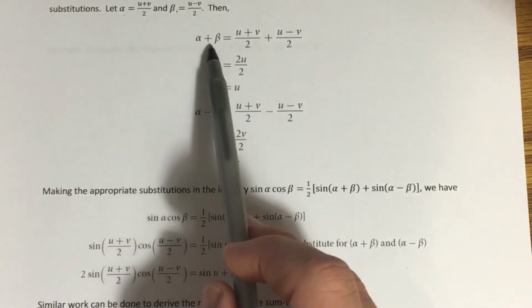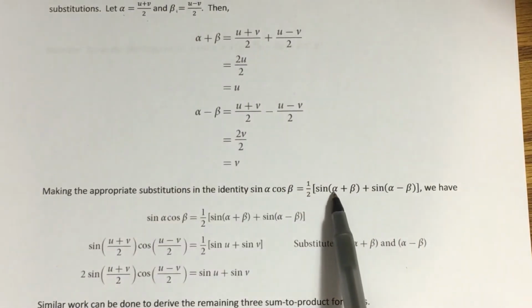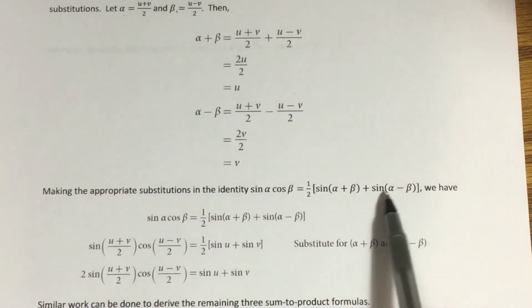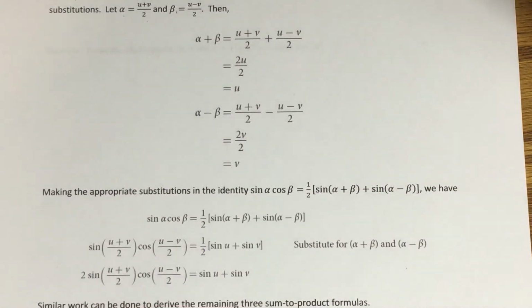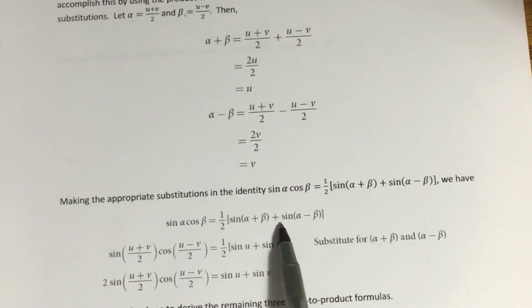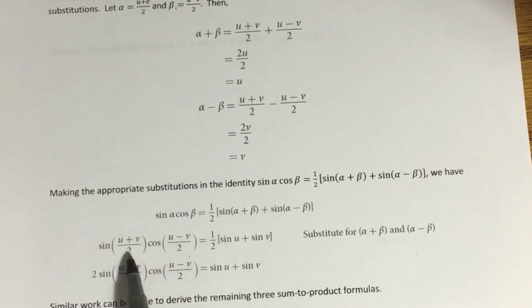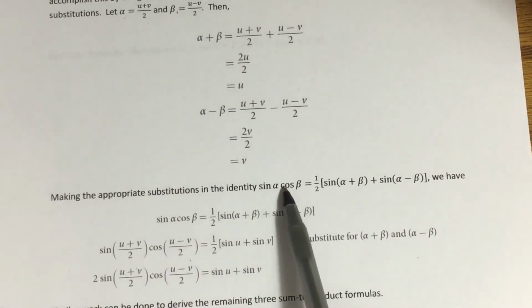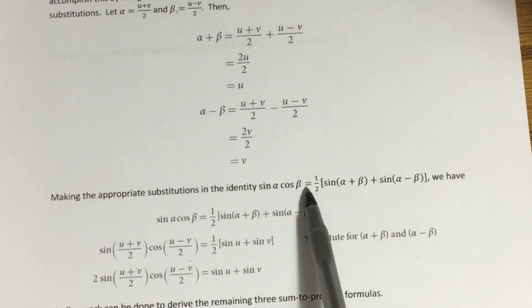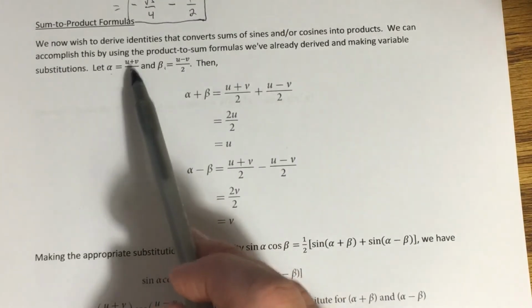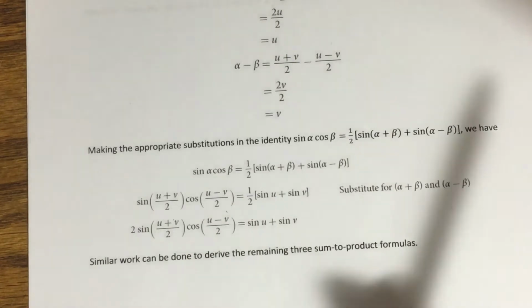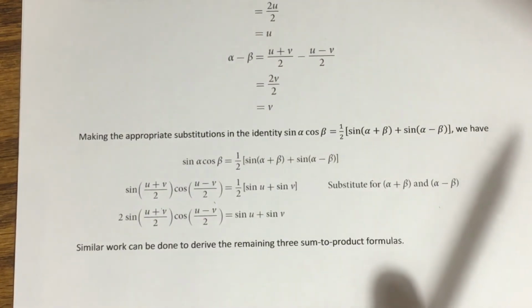So the alpha plus beta can be replaced by u, and the alpha minus beta can be replaced by v, the way that we've defined u and v. Okay? So that's what's going to happen on the right-hand side. Now the left-hand side is going to get a little messy looking, because again, the left-hand side of this identity only had alpha or beta as the angles that were being used. And those are going to look like either u plus v over 2 or u minus v over 2. So those get a little bit messier looking, but still not the worst thing in the world.